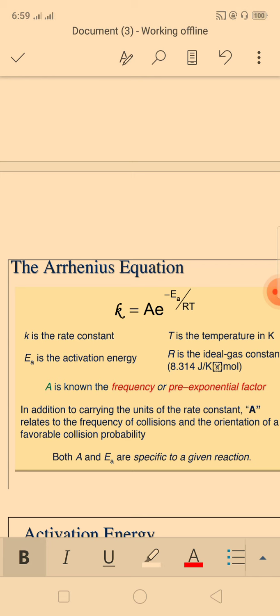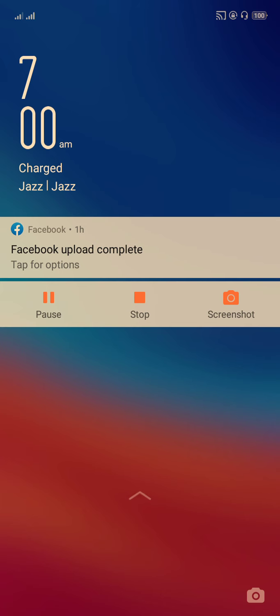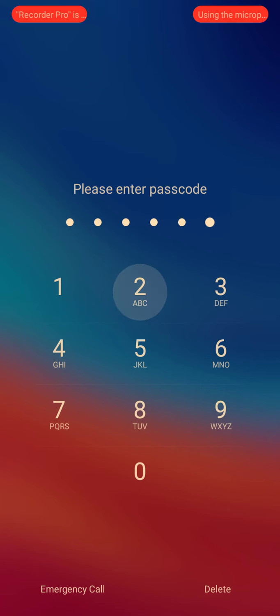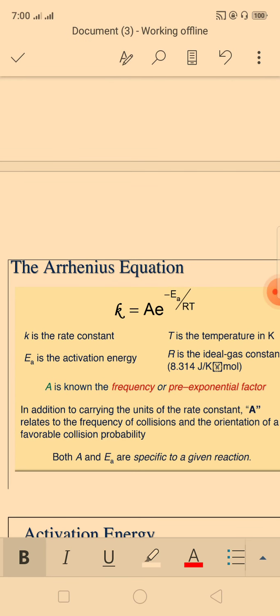E is the log base, and it is raised to the power of minus energy of activation divided by R, the universal gas constant. T is the absolute temperature. The energy of activation can be determined by these equations from the Arrhenius equation.